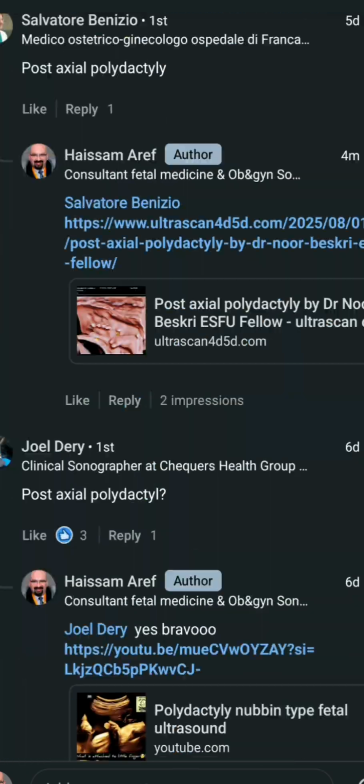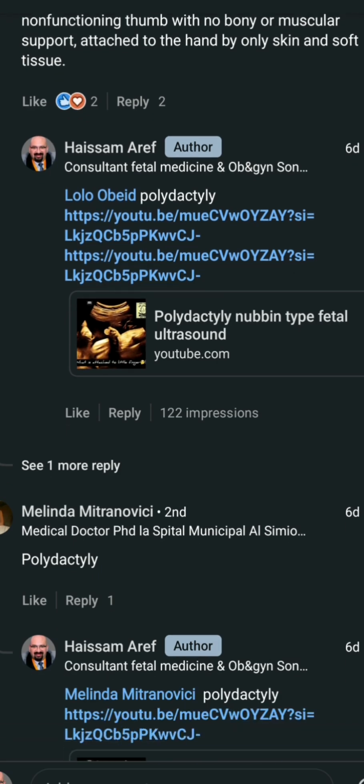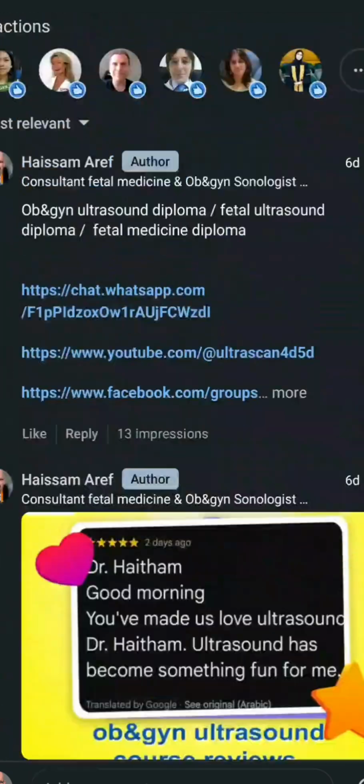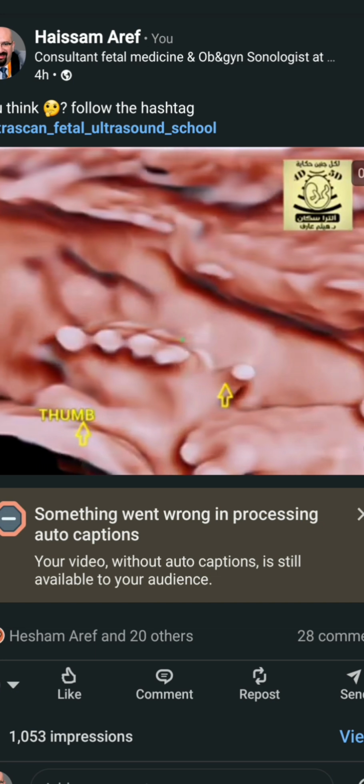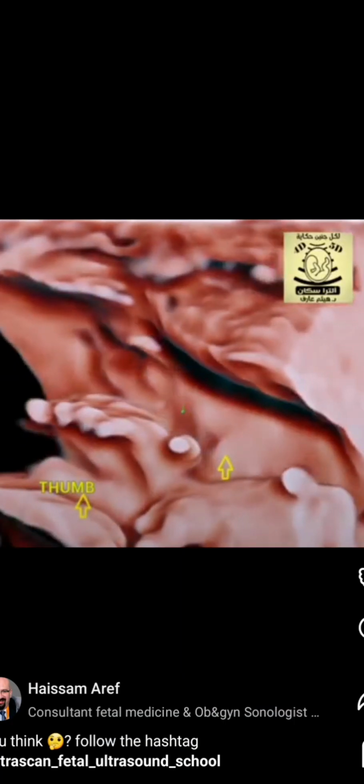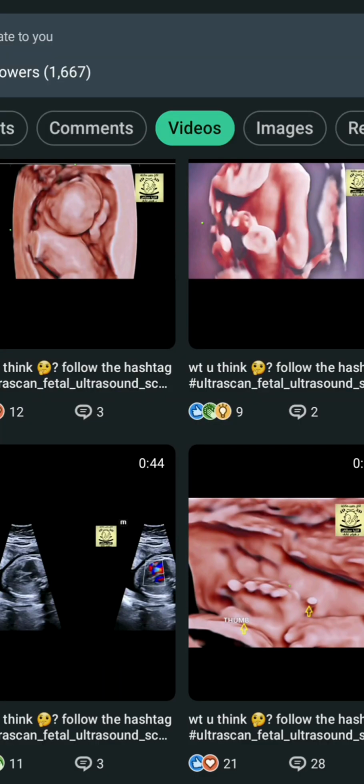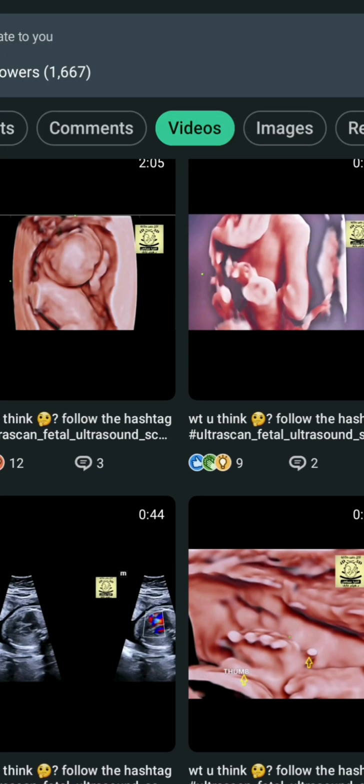All the answers were correct. So thank you for all these wonderful answers, and let's go to our next case. As you can see here is the 3D render, and then the 2D video of our case after you finish the 3D render. So let's go to our second case.